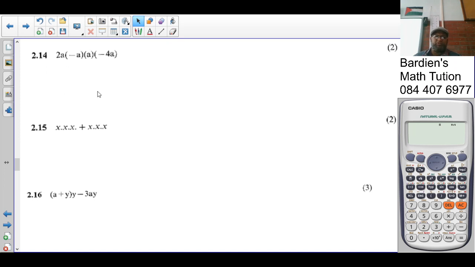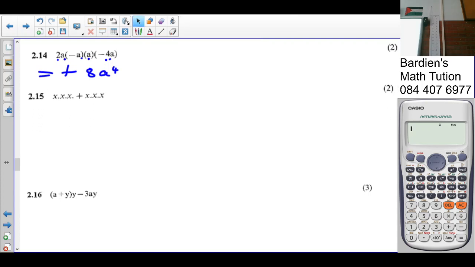So let's look at question 2.14. In question 2.14, you are told to simplify. So brackets stand for what? Multiplication. So what's positive times a negative? Negative. Times a negative? Positive. So the ultimate answer of this is going to be positive. 2 times 4? 8. 8 times 8 times 8 times 8? 8 to the exponent. You all agree with that?